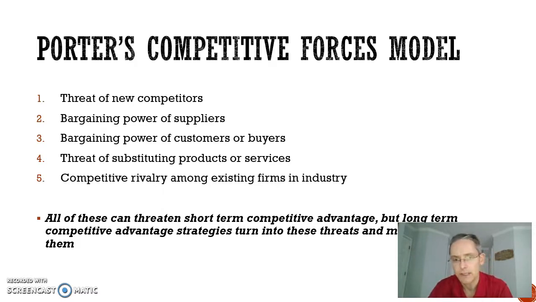We'll discuss a little bit in your book Porter's competitive forces model, which really looks at these five elements. You've got the threat of new competitors. You've got bargaining power of some of your suppliers against you. You've got bargaining power of your customers and your buyers against you. And then there's the threat of substituting other products and services that kind of take over your market. And there's just competitive rivalry among existing firms in the industry. All of these can threaten your short-term competitive advantage, right? The short-term one that we built.